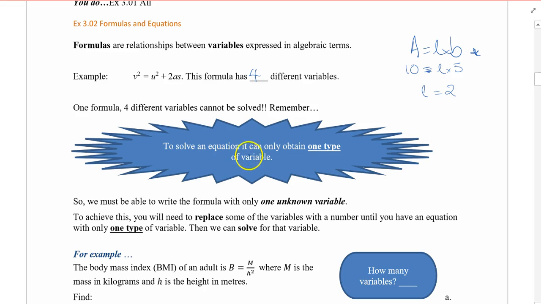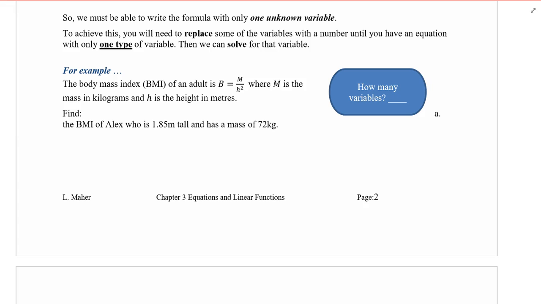So to solve an equation, it can only contain one type of variable, and you saw that from the previous exercise. To achieve that with your formula, you'll need to replace some of the variables with a number until you have an equation with only one type of variable, and then you solve it. And you use the skills from exercise 301 to do that.